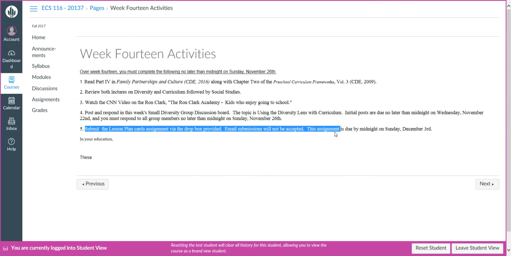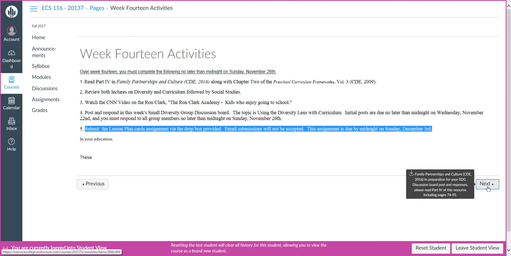The lesson plan card assignment is not due this week. I usually have it due, but because of the holiday, I've moved it to December 3rd.